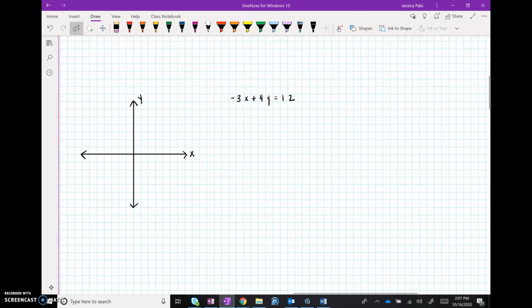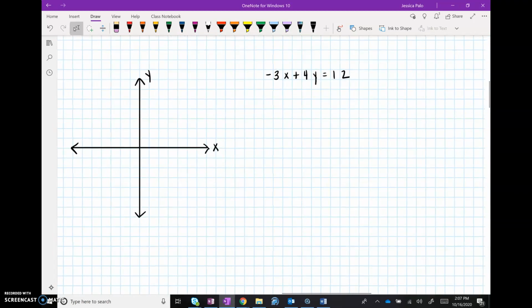To prove that these are the intercepts of this equation, we're going to go over here and graph this equation. I know we haven't gone over this yet, graphing using slope-intercept form, but I'm just going to go over it quickly. So first I want to put this equation in slope-intercept form. I'm going to add 3x to both sides. So I'm left with 4y equals 3x plus 12. Then, to get the y alone, I'm going to divide by 4. So I'm left with y equals 3 over 4x plus 3. Now this is my equation in slope-intercept form.